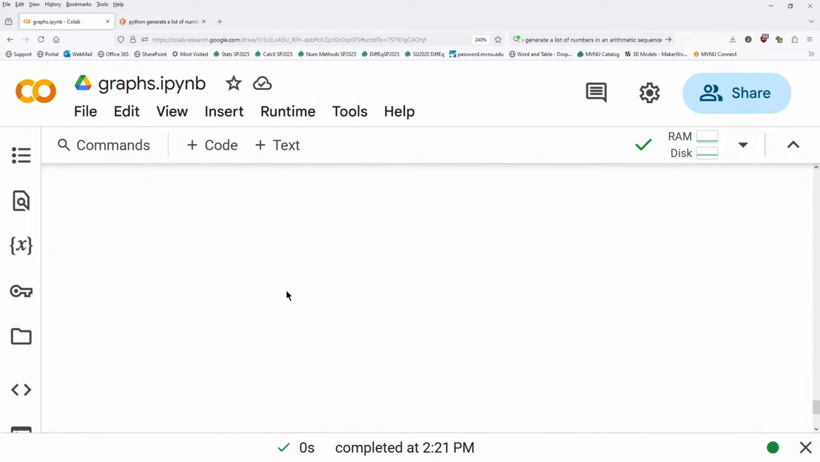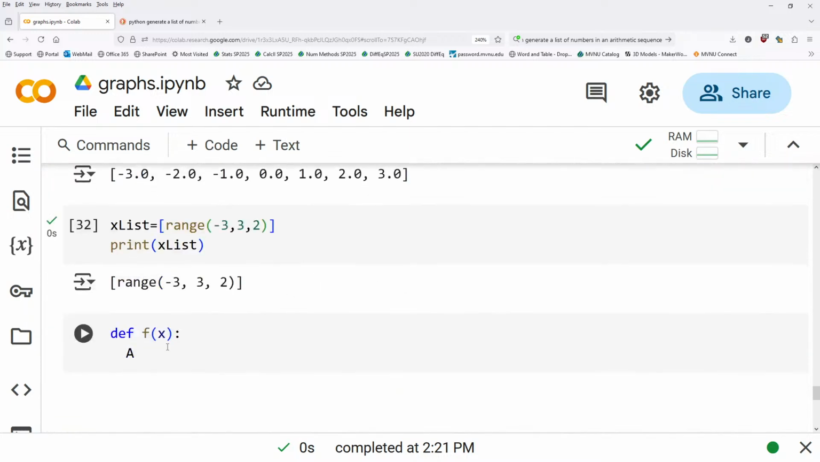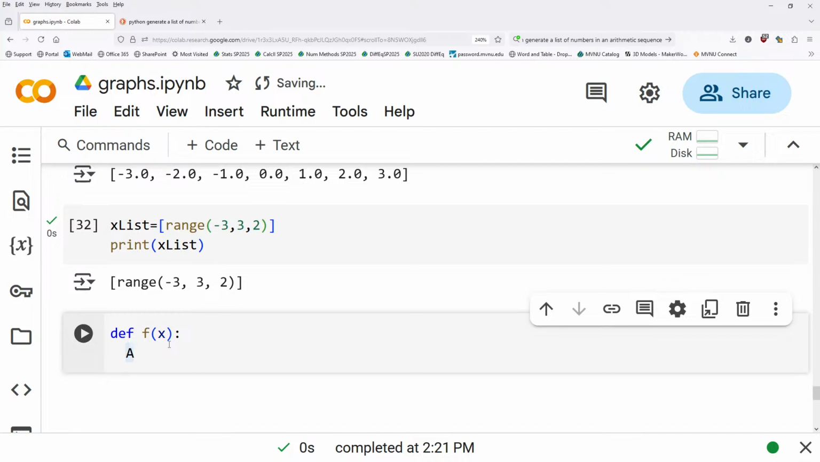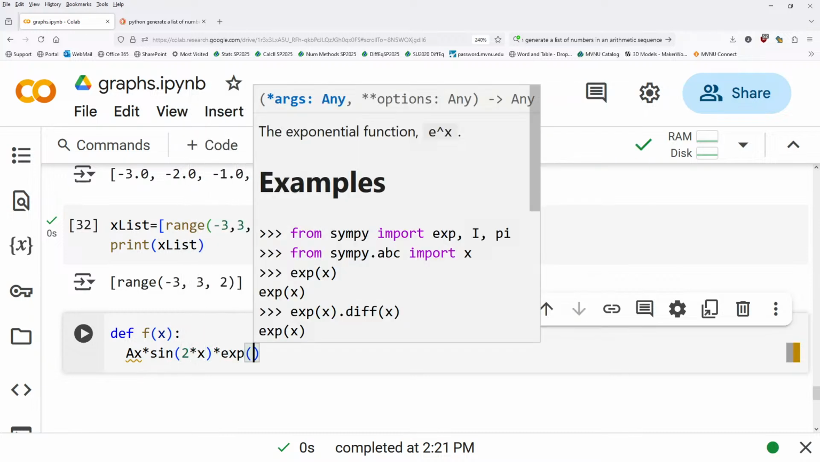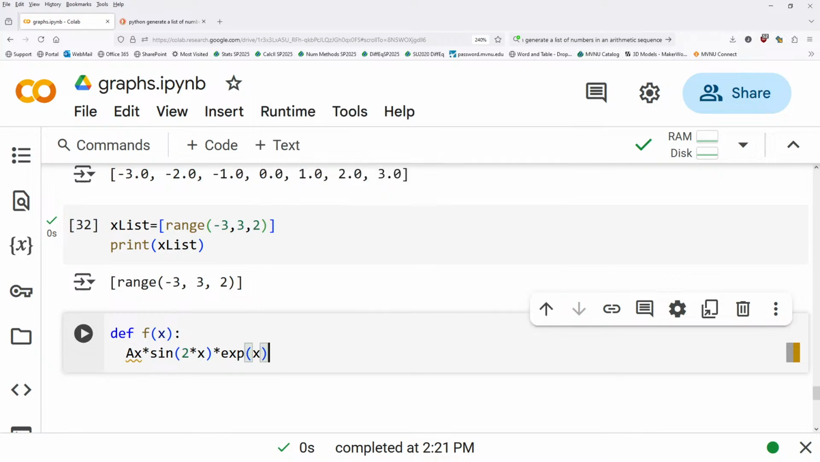Let's go down to the bottom again. Here we are. Where am I? There it is. Okay, so we have a times x times the sine of 2 times x times e to the x. And then I have that plus b times x times the cosine of 2 times x times e to the x. And I should have just done this, return that. Return this. There we go.